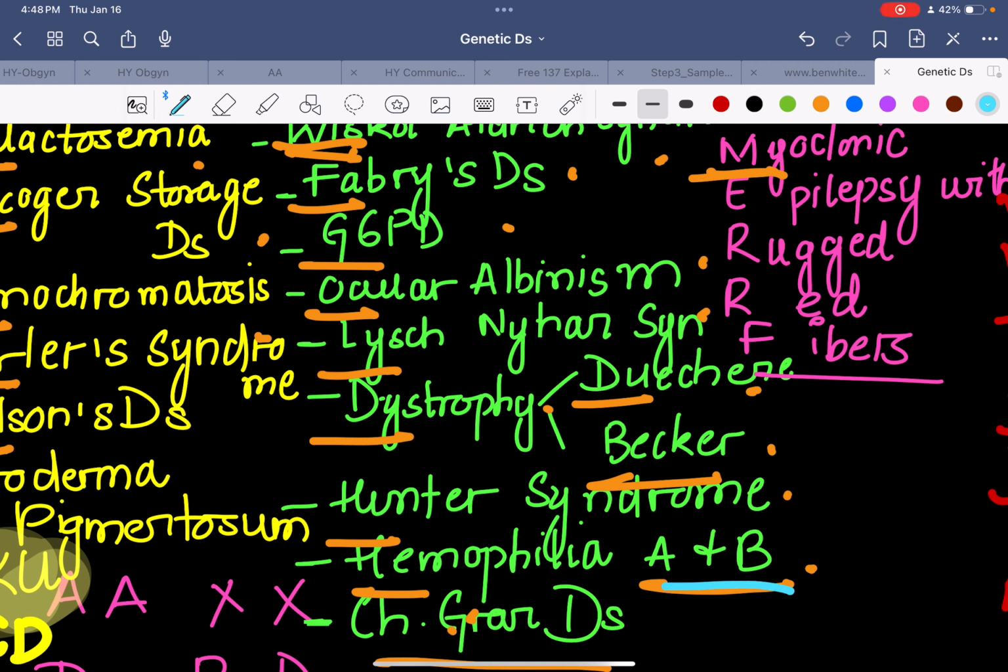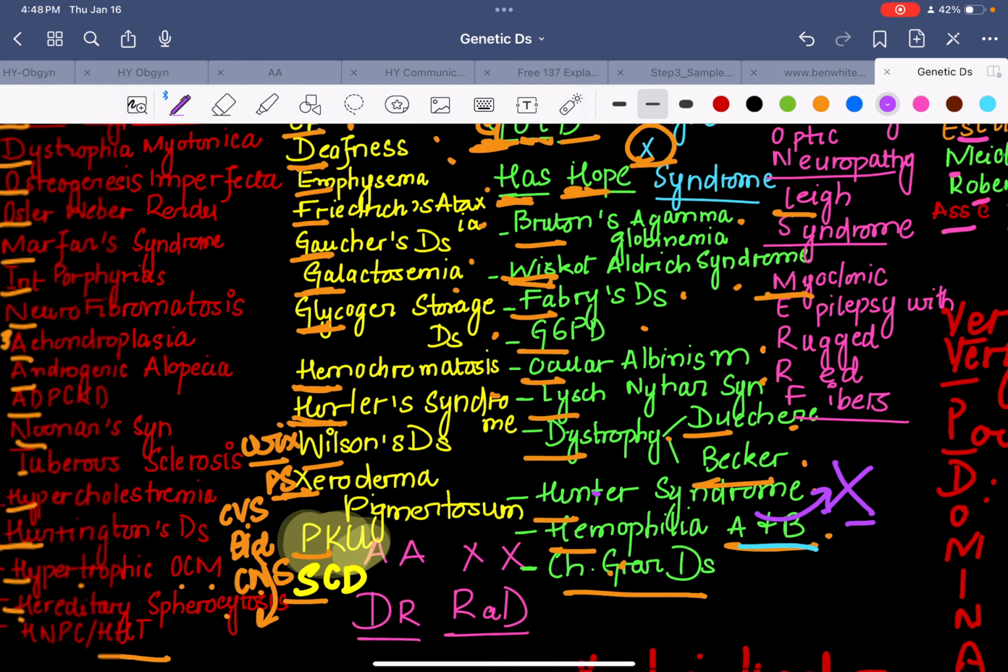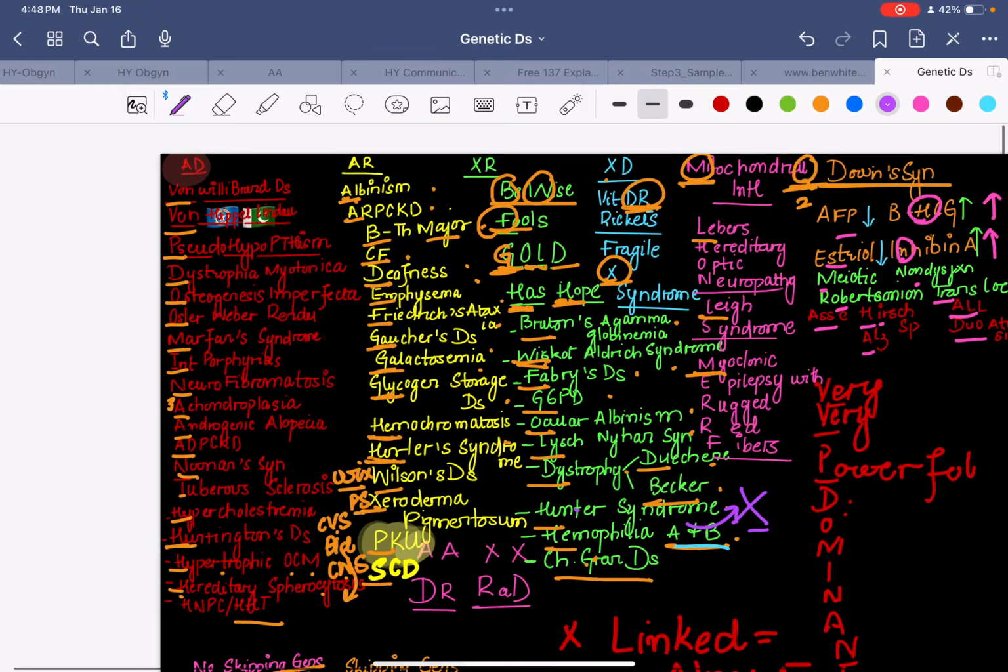And also you can remember Hunter syndrome by the hunter having a specific X target, and he has to fix on that particular target and hit that target. So Hunter is X-linked recessive, whereas Hurler is autosomal recessive, right?